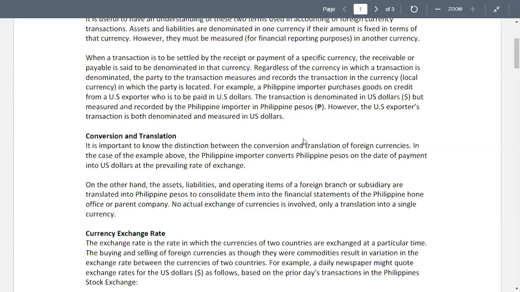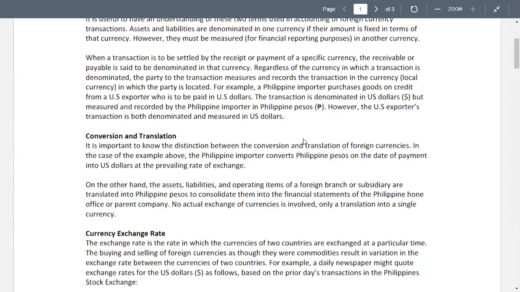On the other hand, the assets, liabilities, and operating items of a foreign branch or subsidiary are translated into Philippine pesos to consolidate them into the financial statements of the Philippine home office or parent company. No actual exchange of currencies is involved but only a translation into a single currency.